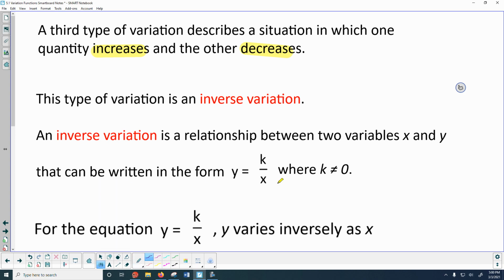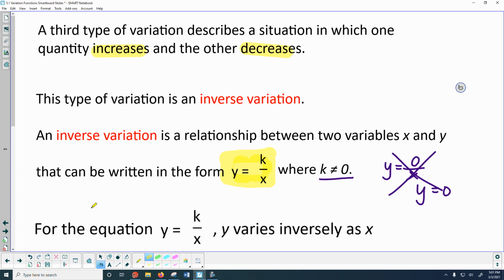It's a relationship between two variables, x and y. Again, that's what we're calling them in this. That can be written in the form of y equals k divided by x. And again, k cannot be 0. Because if that was the case, then you'd have 0 over x, and that would just always be y equals 0. So we're going to rule out that case. So again, whenever we see inverse, our setup for that will be k divided by x.